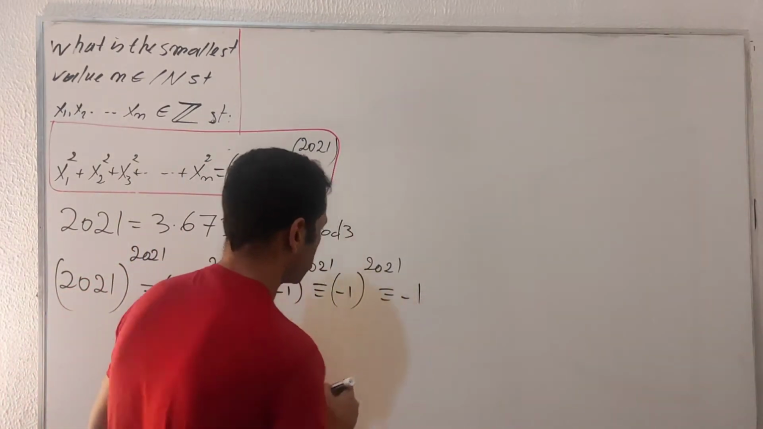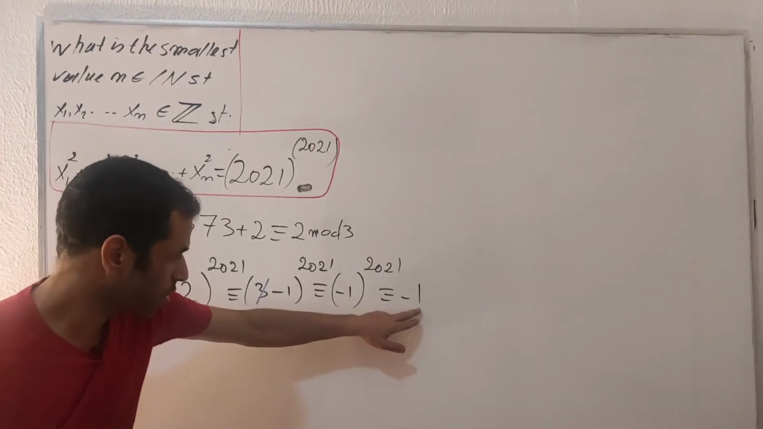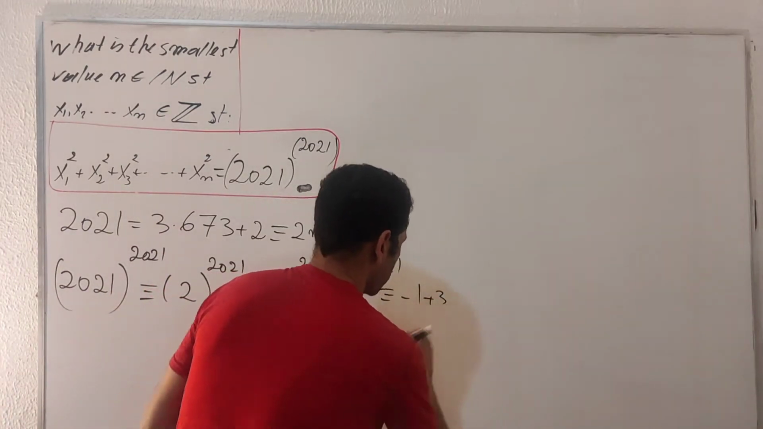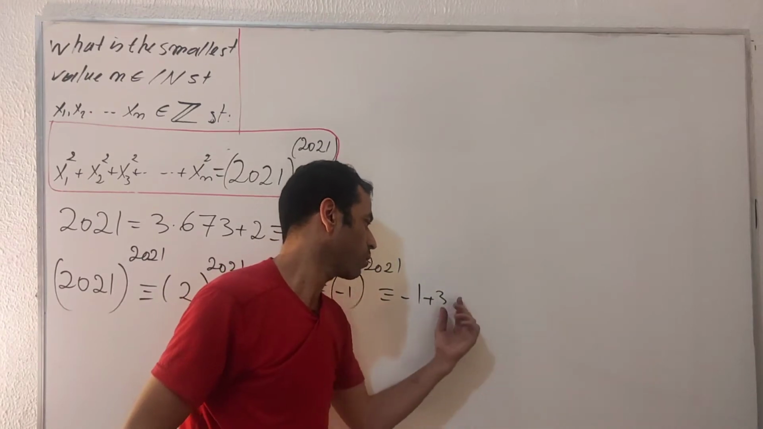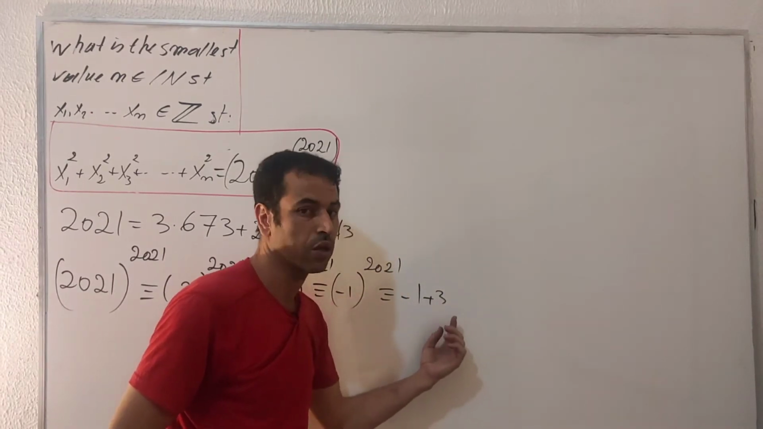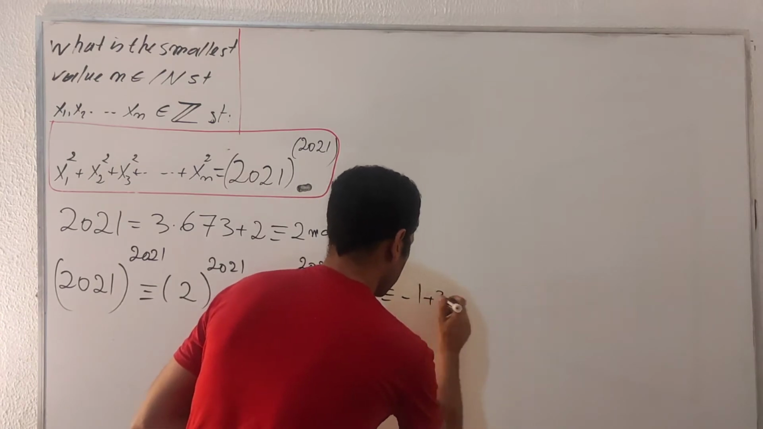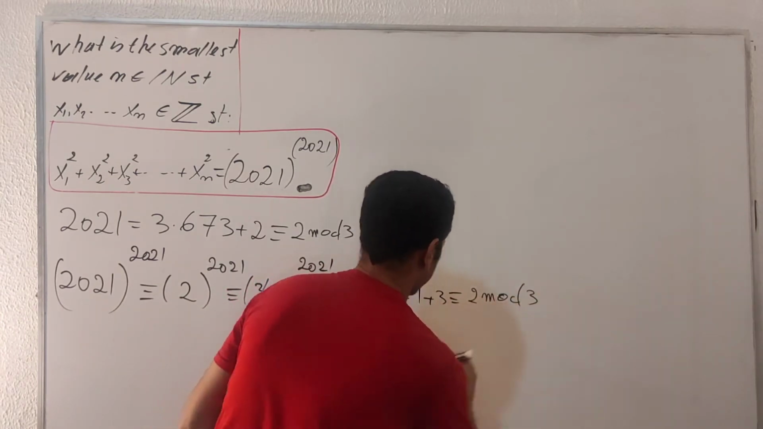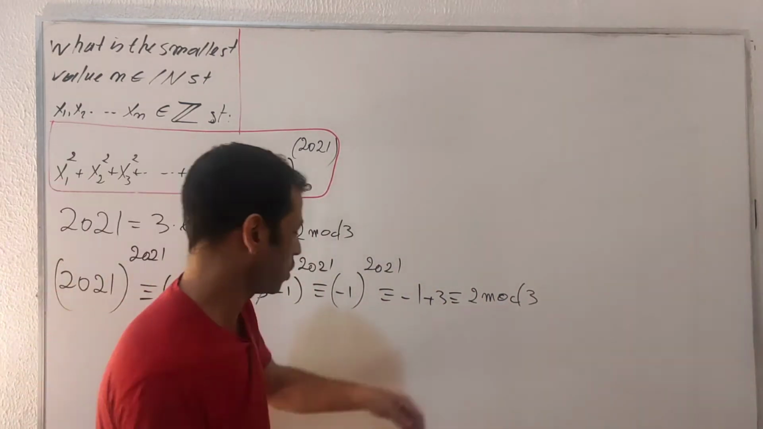Minus 1 mod 3. But in order to get rid of minus 1 here, I'm going to add number 3. You can add number 3, 6, 9, and all the multiples of 3. You will be fine. All are 0 as a remainder. Here you get 3 minus 1, which is 2. I get 2 mod 3. So this whole thing is congruent to 2 mod 3.